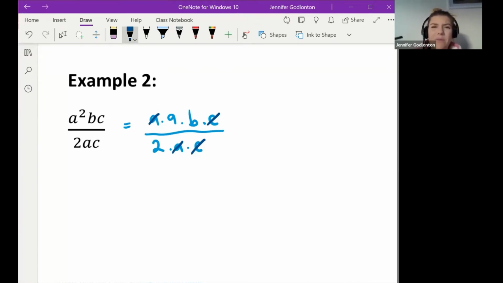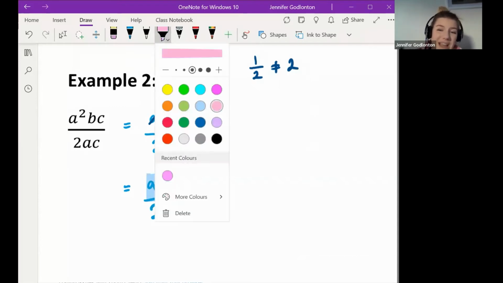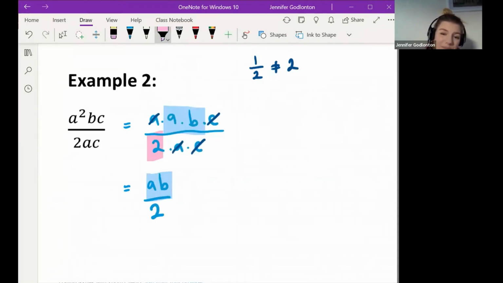But I can't just move that 2 up to the top because 1 over 2 is not the same as 2. A half is not the same as 2. So I have to keep that 2 at the bottom. So the way that I'm going to write this is I'm going to keep my AB at the top. Those are these 2. I'm going to keep those 2 at the top. And then I'm going to write my 2 at the bottom because it was at the bottom and so it needs to stay at the bottom.